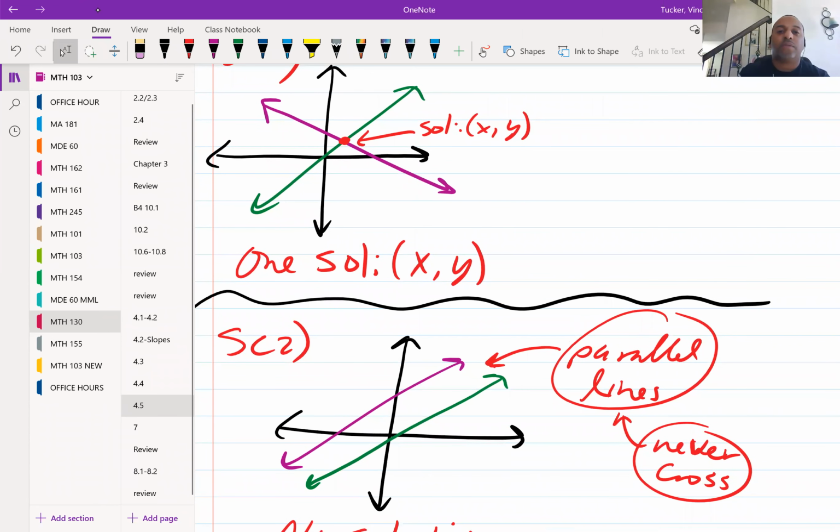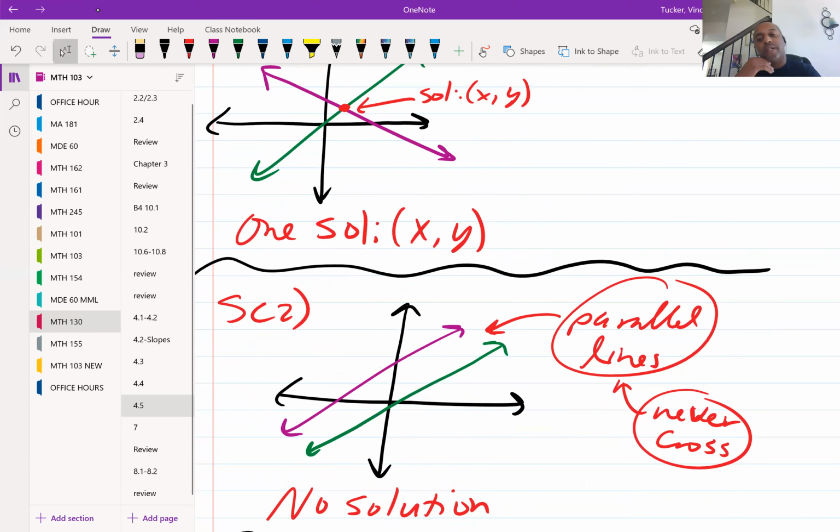Scenario two, parallel lines. That means they will never intersect or never cross. And so that means there will be no solution. So if they intersect, or when they cross, you get one solution. If they never intersect or never cross, you'll get no solution. So your lines have to be parallel.